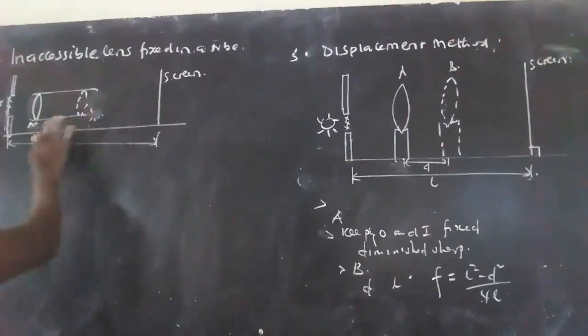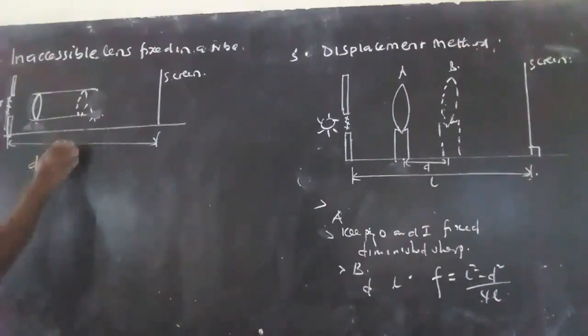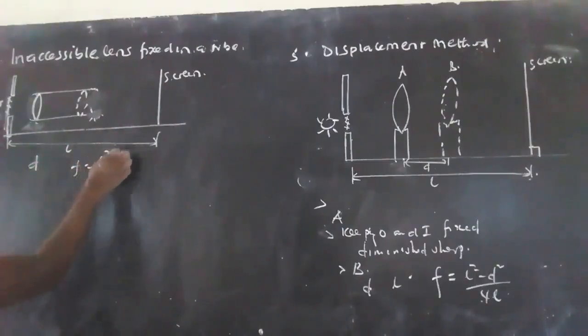So we said the end of the tube A is marked, then the second one is the end of the tube A prime is marked. So the distance between the two marks, D, is measured and recorded. The distance L between the illuminated object and the screen is measured and noted. Focal length is (L squared minus D squared) over 4L.